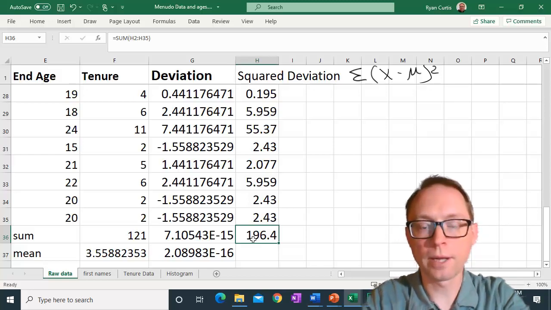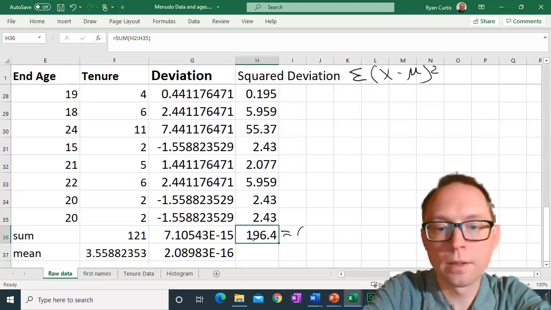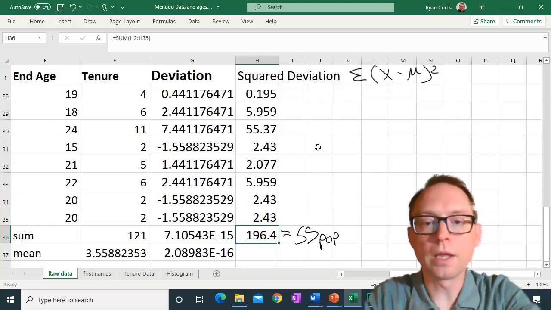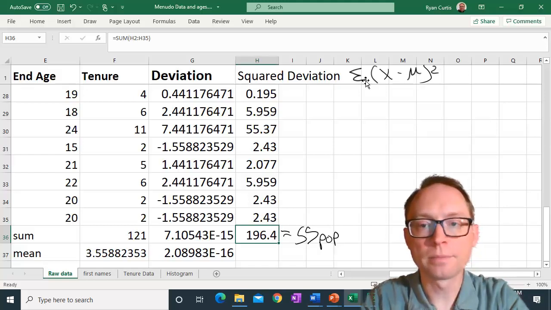All right. This right here is the sum of square for the population. It is the sum of every deviation squared. So this column, the deviation, is x minus mu. We squared it, and then we added them up. Okay? That is the sum of square for the population.